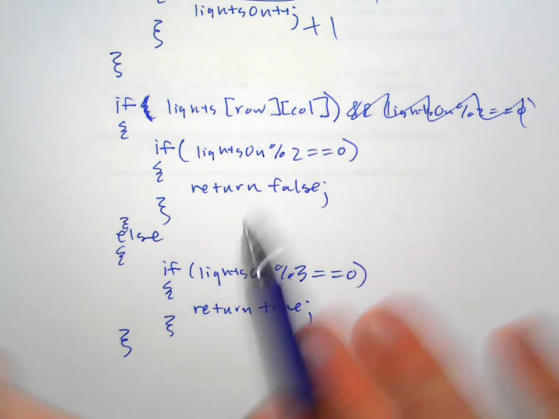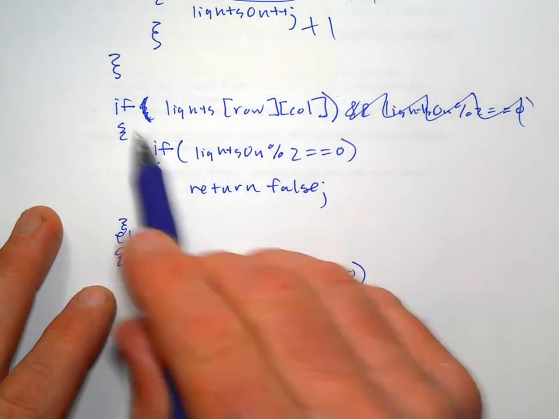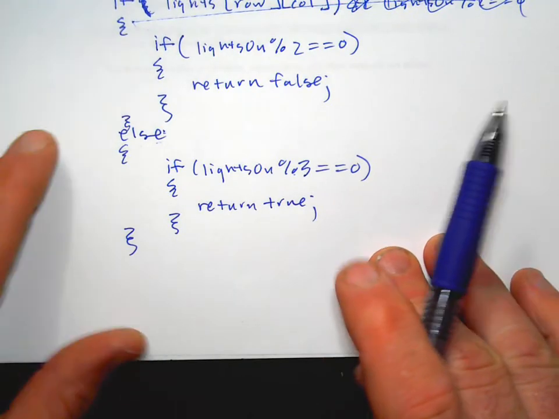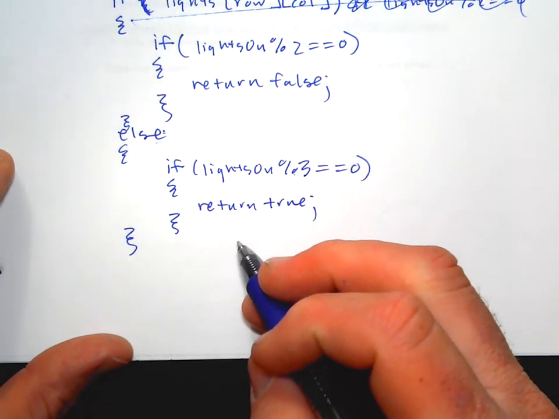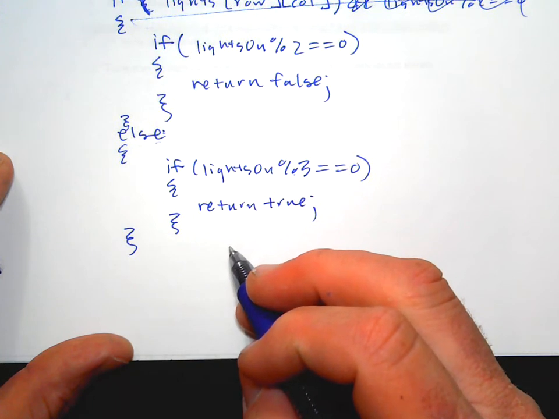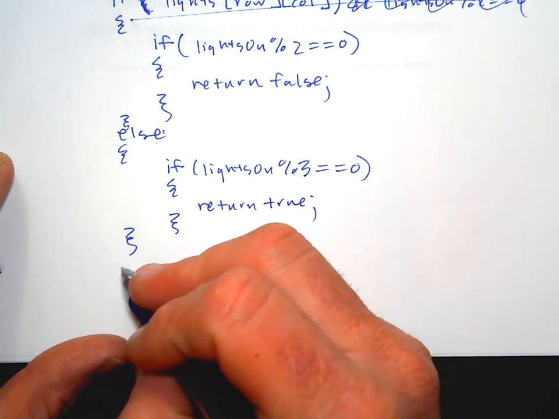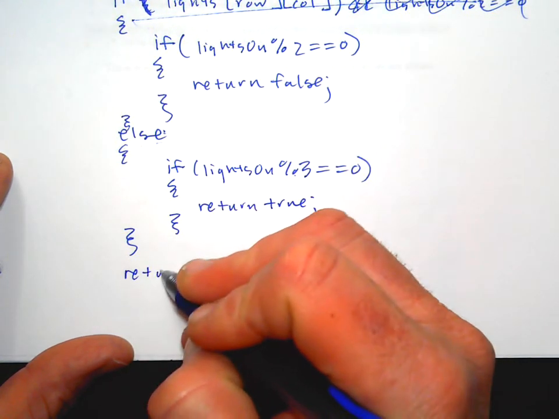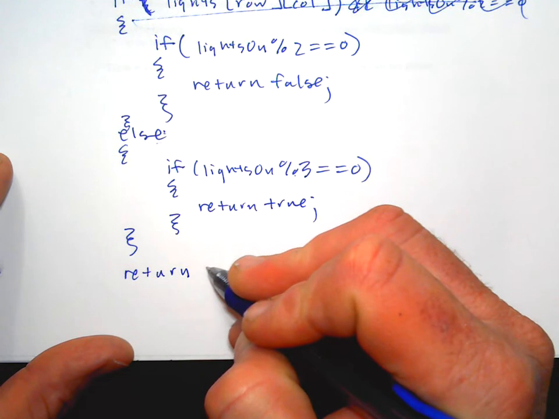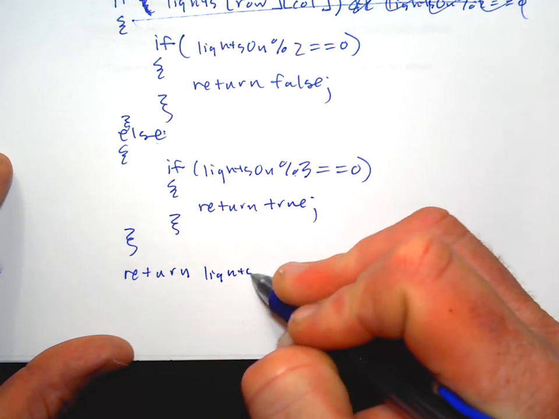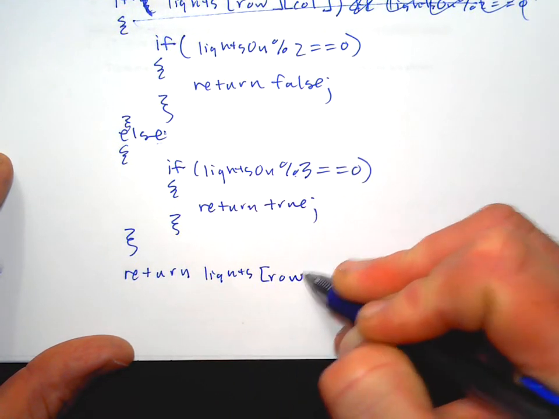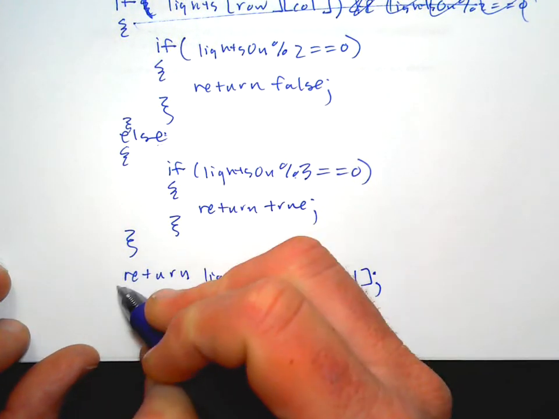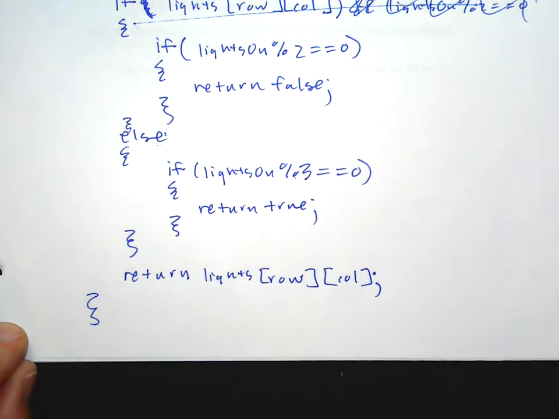Otherwise, you're going to have to do them as separate. If you do this, you're not going to do the else. You're going to do a separate if. And then after this, you could say else and then just return it, or because it's in a method, you could just say return lights row column. So if these don't get returned, then this last statement is just going to happen for sure, right?